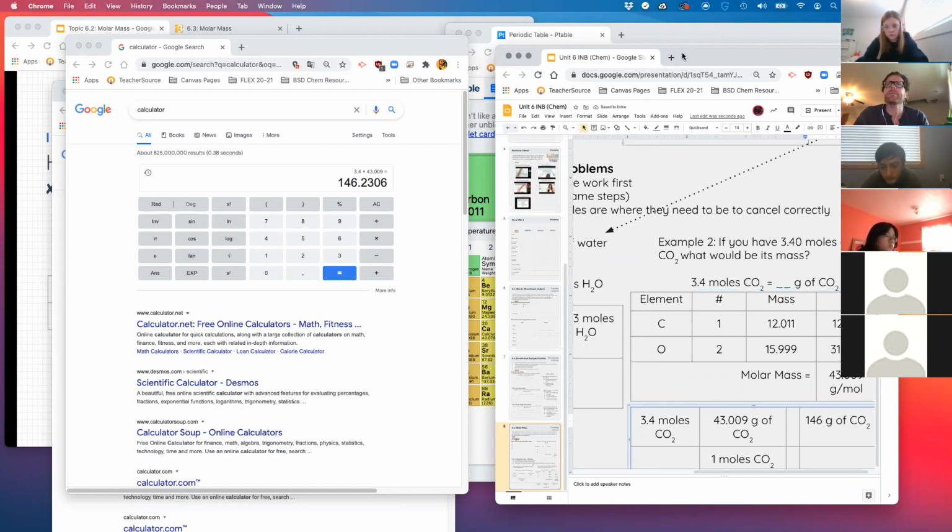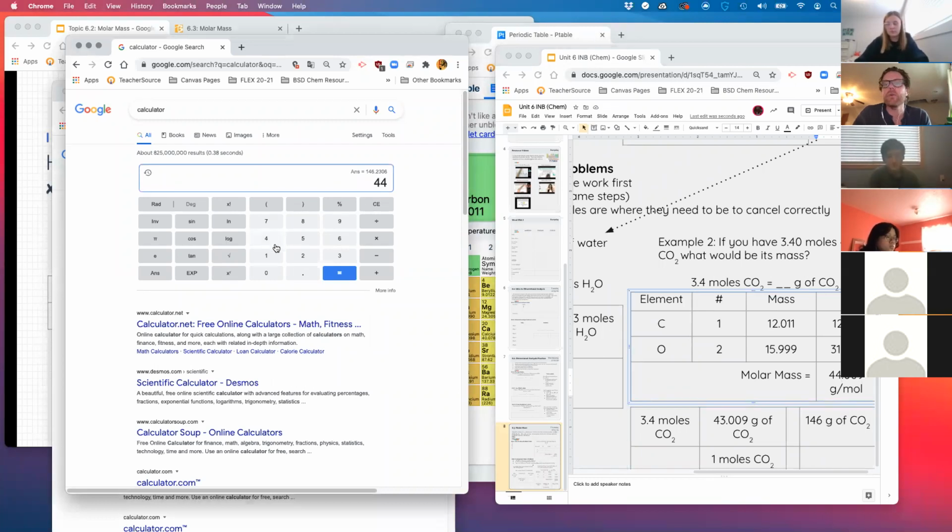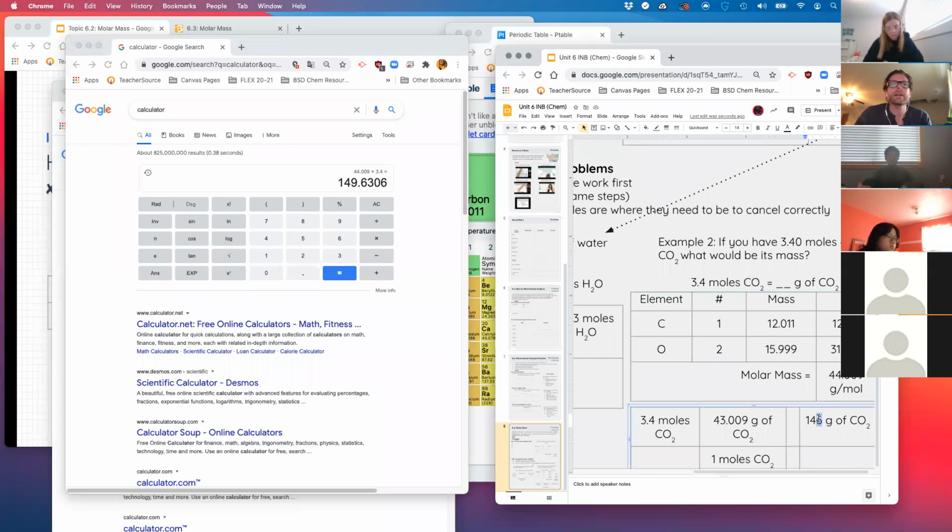Okay? I just was notified that this is actually calculated incorrectly. When you add these two together, it's actually 44.009. And when you multiply that, 44.009 times 3.4, then it's equal to 149.63. So we'll call it 150.